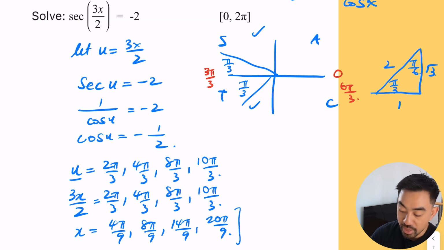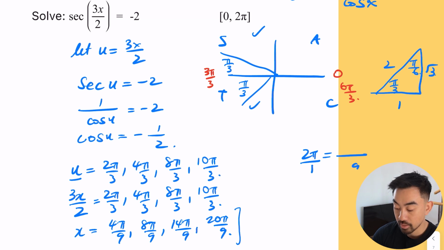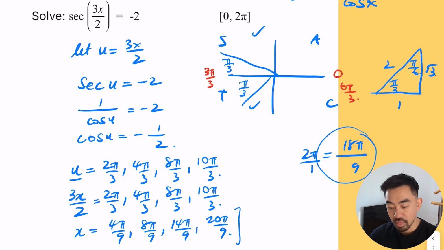So without using a calculator, I'm trying to get 2 pi with a denominator of 9. So all I need to do is times the bottom by 9, times the top by 9, that's 18 pi on 9. So I know my solution can't be bigger than 18 pi on 9.